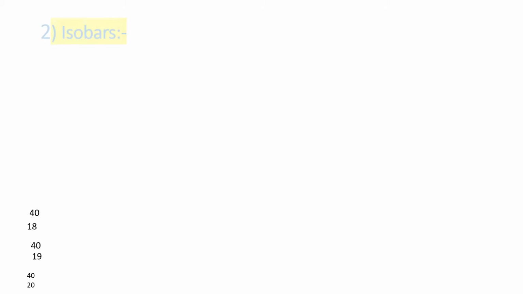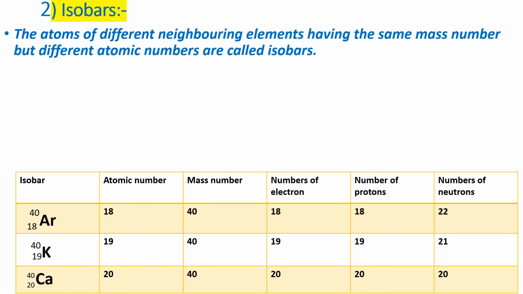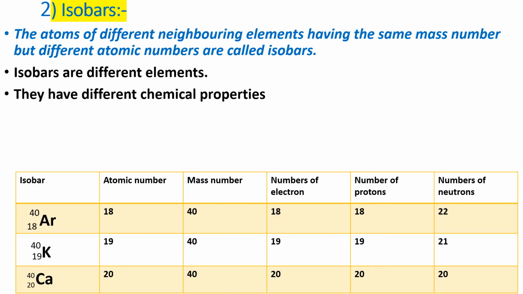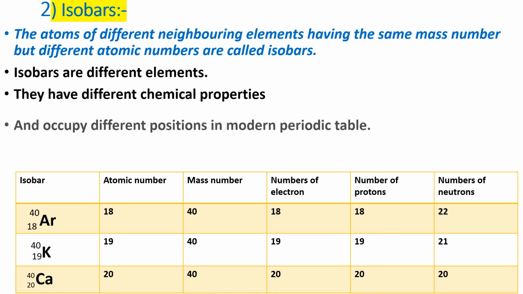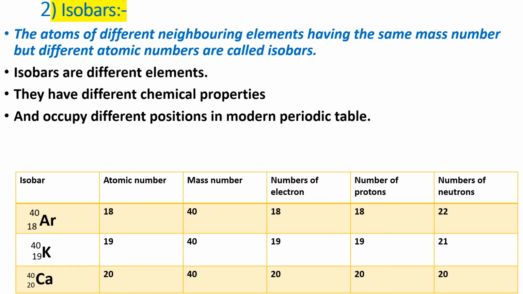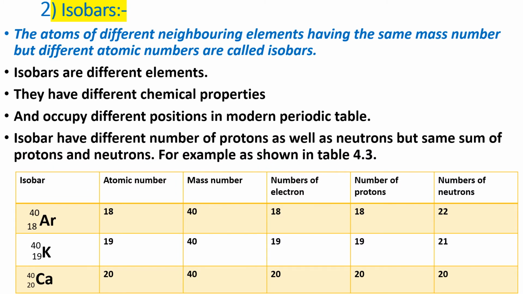Next one, isobars. The atoms of different neighboring elements having the same mass number but different atomic numbers are called isobars. Isobars are different elements. Also, remember they have different chemical properties and occupy different positions in the modern periodic table.